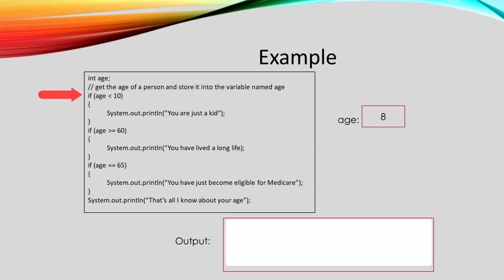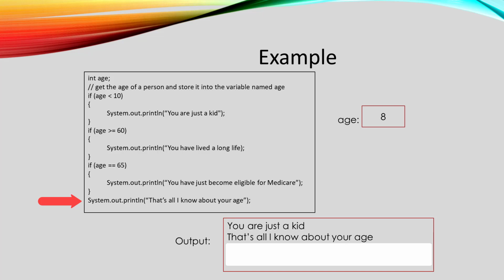When we get to if age is less than 10, that condition is true, so it will print out you are just a kid. Then it will compare the age to 60 and say, is 8 greater than or equal to 60? Well, that's false, so it will skip the stuff in that curly brackets. Then it will compare the age to 65. Is age equal to 65? Yes, that's what those double equal signs mean. That's comparing age to 65. Are they equal? No, they're not, so we skip that condition. And then we get to that last print line and output that to the screen.